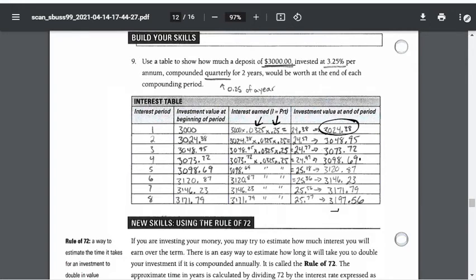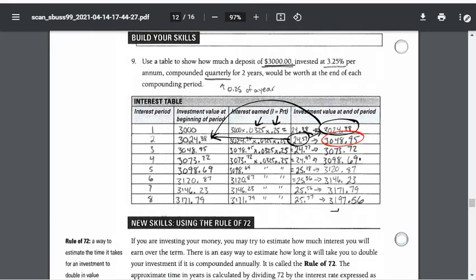And here's the difference. What happens is now, when I get into my next quarter, I get interest off $3,024, not just $3,000. Okay? And what you can see is, I do it again, and now I get $24.57. I added that onto what I started with, and you end up with this value.